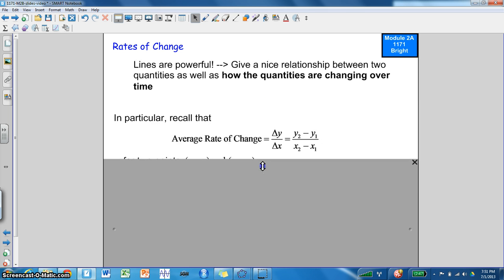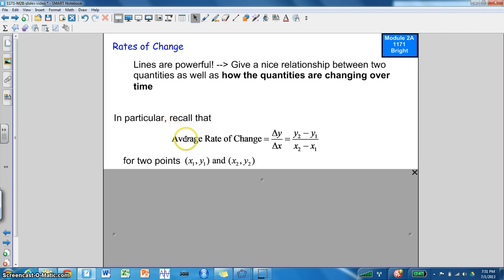If we remember, from module 1A or even module 0, we discussed the average rate of change, and we use delta notation. Delta y, the change in y, our dependent variable, over the change in x, our independent variable, for two points. Again, we could also represent it like this.